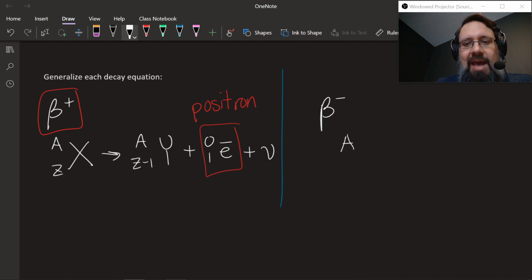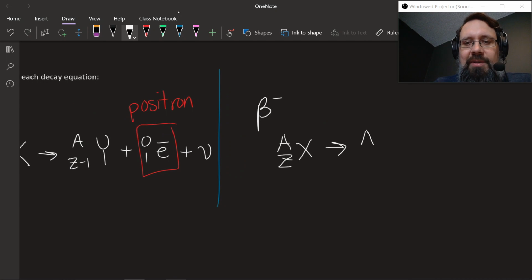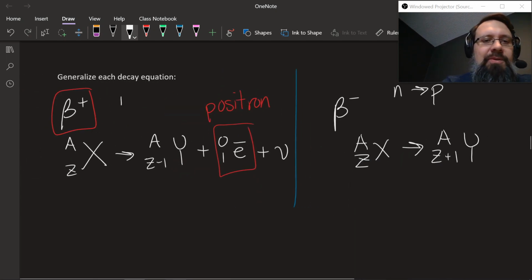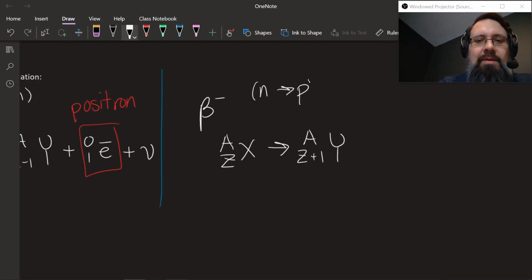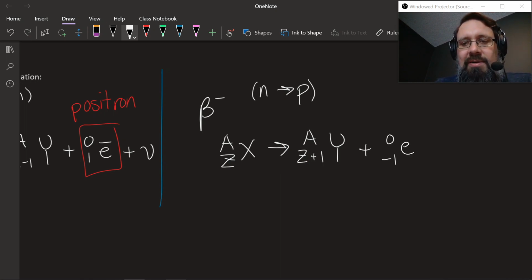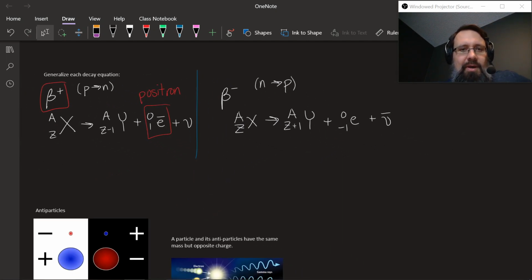exactly what happens. So A, Z, X is going to turn into a daughter with the same A, but the daughter is going to have one extra proton because we're taking a neutron and turning it into a proton, whereas over here we took a proton and turned it into a neutron. And if you want to turn a neutron into a proton, you have to spit out an electron and an anti-neutrino. And once again, because it's called beta minus decay, we can see that the minus is ejected from the nucleus.